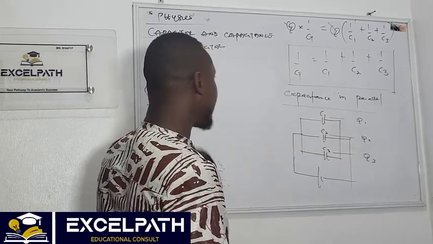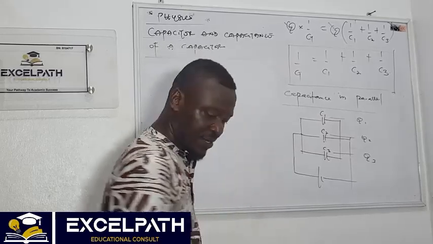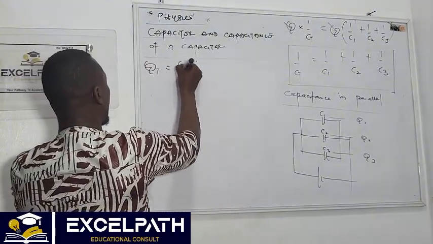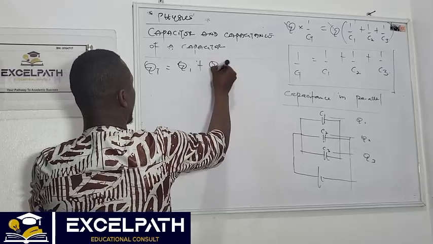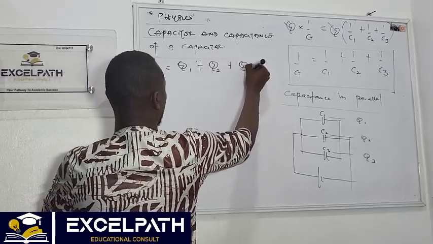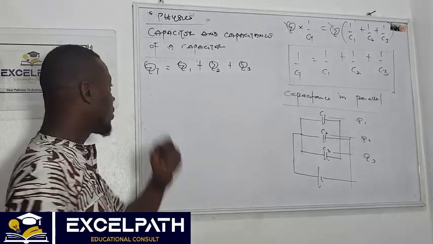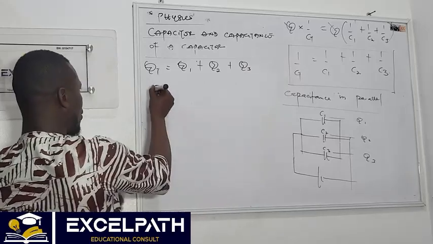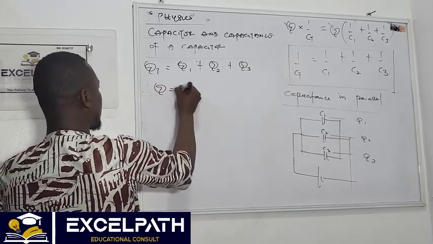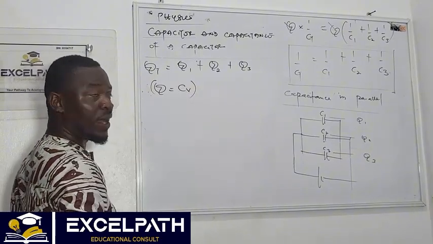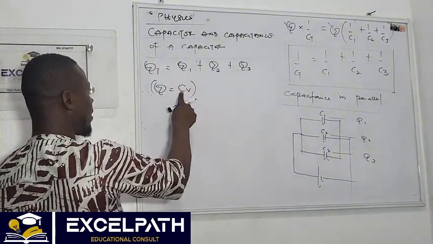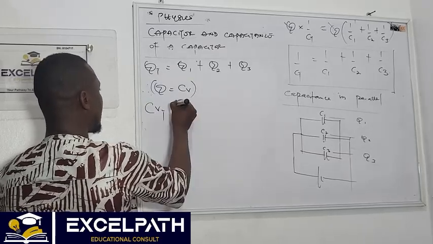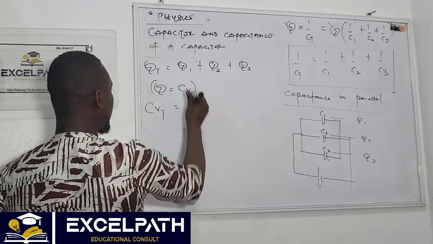For me to get my capacitance in parallel, I'll have total charge there. Q total will be Q1 plus Q2 plus Q3, which is the total charge from the whole circuit. If you go back, remember we have Q equals CV from our formula. So anywhere I say Q, I can change it back to CV. So this Q here changes back to CV total.